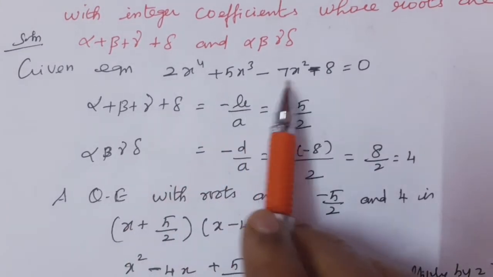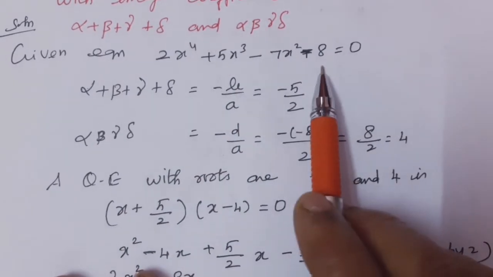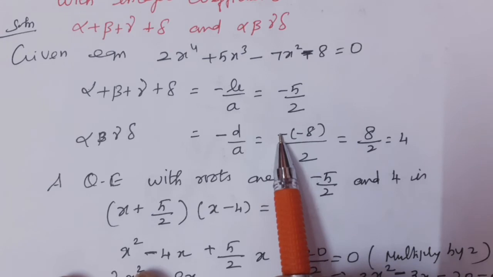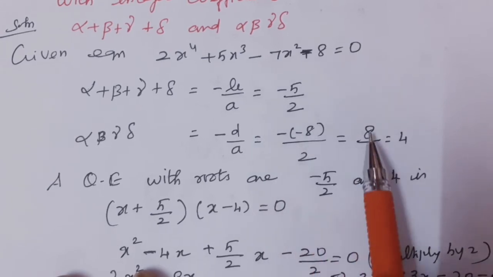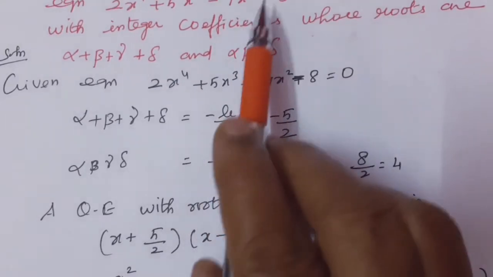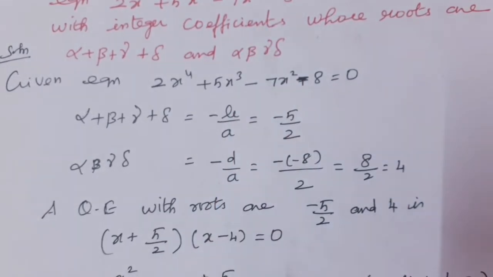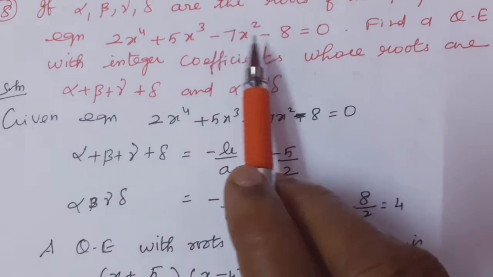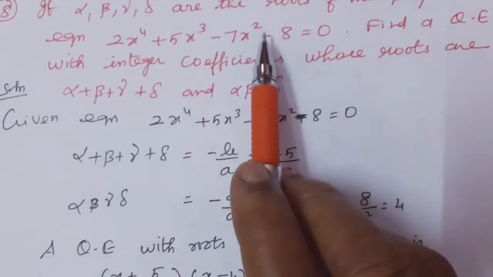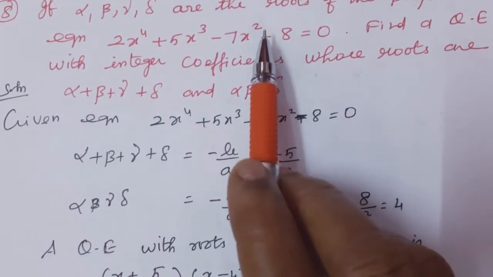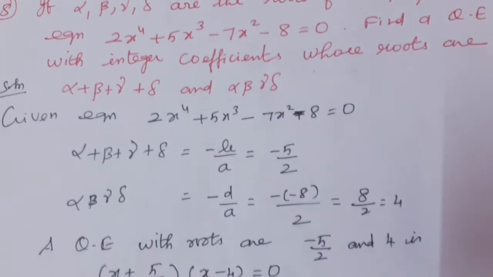A, b, c, d. So what is the d value? D is minus 8. Already having minus 8, minus into minus becomes plus, 8 by 2 equal to 4. The question is given in plus. For correction you do what? Minus 8 you have taken here. The question book itself has plus 8, but you take the correction, instead of plus 8 use the minus 8. Then only you get the result.